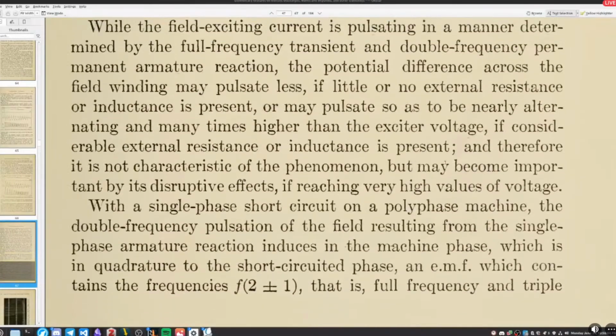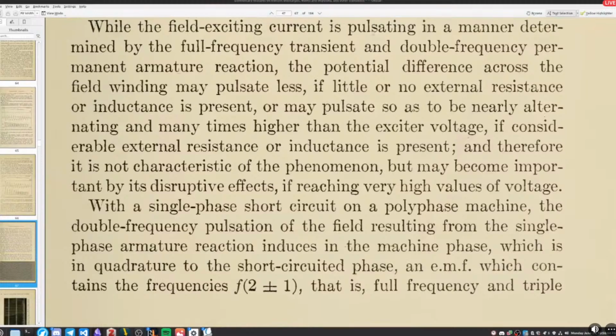While the field exciting current is pulsating in a manner determined by the full-frequency transient and double-frequency permanent armature reaction, the potential difference across the field winding may pulsate less if little or no external resistance or inductance is present, or may pulsate so as to be nearly alternating and many times higher than the exciter voltage, if considerable external resistance or inductance is present. And therefore it is not characteristic of the phenomena, but may become important by its disruptive effects if reaching very high values of voltage.